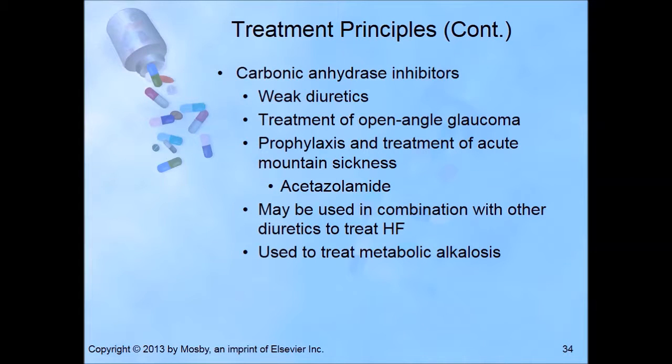Carbonic anhydrase inhibitors are relatively weak diuretics. They are used primarily in the treatment of patients with open-angle glaucoma and for prophylaxis and treatment of acute mountain sickness. The risk of mountain sickness is directly related to the rate of ascent. Anything above 4,000 meters with ascent rates greater than 500 meters per day, these medications can be used. They may be used in combination with other diuretics to treat edema associated with heart failure. The ability of carbonic anhydrase inhibitors to increase urinary losses of bicarbonate may be useful in the treatment of individuals with severe metabolic alkalosis.